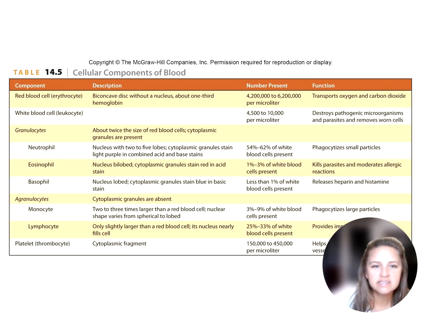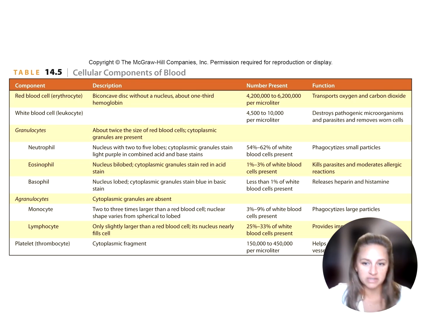This is showing the different cellular components of blood. So red blood cells, white blood cells, and platelets, and the numbers and the functions. So this is a really good table for you to reference. It kind of summarizes everything that we just said. So you could push pause here if you wanted to look at this some more.